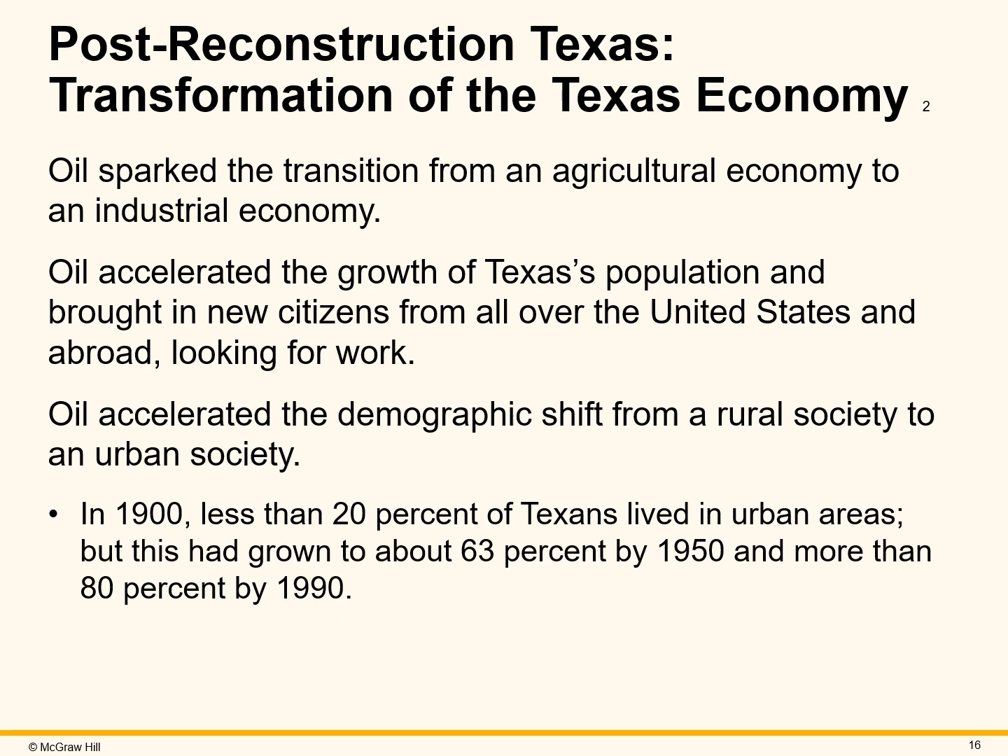The transformation of the Texas economy. Oil sparked the transition from the agricultural economy to the industrial economy. Oil accelerated the growth of Texas's population and brought in new citizens from all over the United States and abroad looking for work. Oil accelerated the demographic shift from a rural society to an urban society. In 1900, less than 20% of Texans lived in urban areas, but this had grown to about 63% by 1950 and more than 80% by 1990.